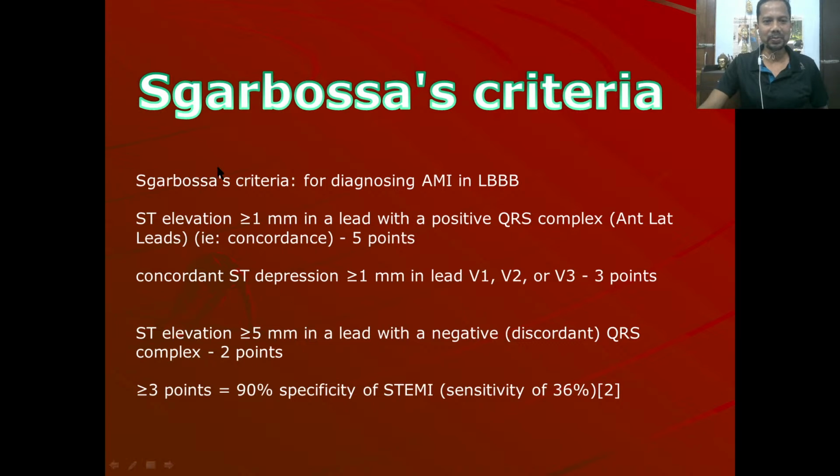So this is the last topic, Garbosa's criteria. We call it Garbosa's, S is silent. So there is elevation of more than 1 millimeter in leads with positive QRS complex. Okay, anterior leads, lateral leads, and this carries 5 points. Now you see why just 1 millimeter ST elevation in leads with positive QRS.